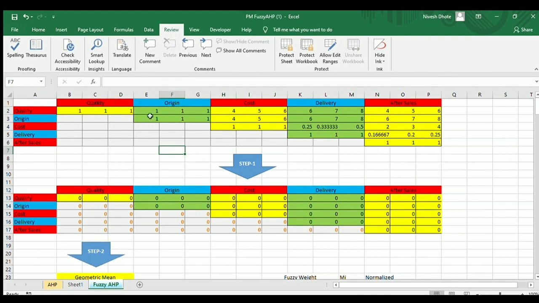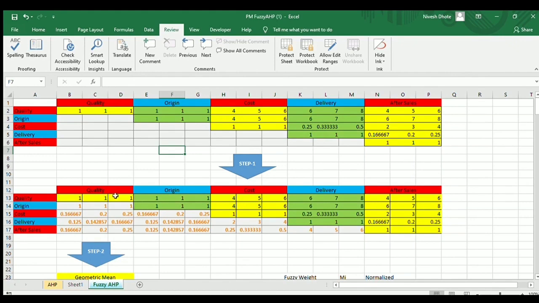So we know all these values for the different factors, and now we have to fill in these matrices also. So our step 1 will constitute the same values, like origin is the opposite of this, and the cost is like 1 divided by 4, which is 0.25.